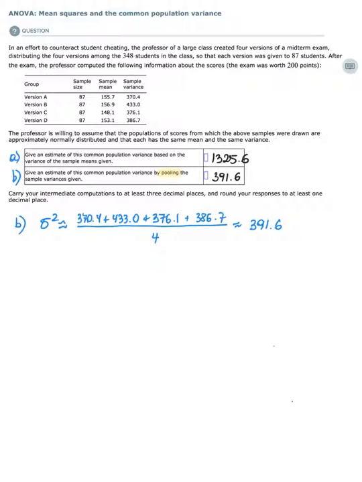of those numbers. Therefore, I'm adding the 4 quantities, 370.4, 433.0, 376.1, and 386.7, and divide by 4, because I have 4 quantities that I added together, and that gives me approximately 391.6 rounded to 1 decimal place.